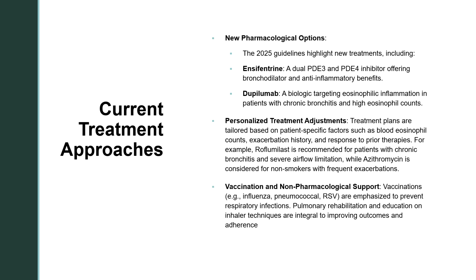Another thing that's really important, which we're going to get into when we talk about patient-centric care, is patient treatment adjustments. What that means is treatment plans are customized based on factors like eosinophil levels, exacerbation history, prior therapy responses, and a lot of times patients are given erythromycin if they are non-smokers, but they have frequent exacerbations. They also have another medication that is good for chronic bronchitis. It's called roflumilast, and basically these two medications are cutting edge.